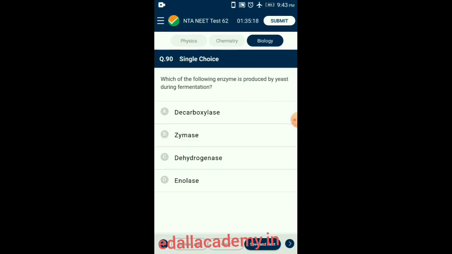And the last question, which of the following enzymes is produced by yeast during fermentation? During fermentation, yeast synthesizes the enzyme zymase. So the correct option for this question is option B, zymase.